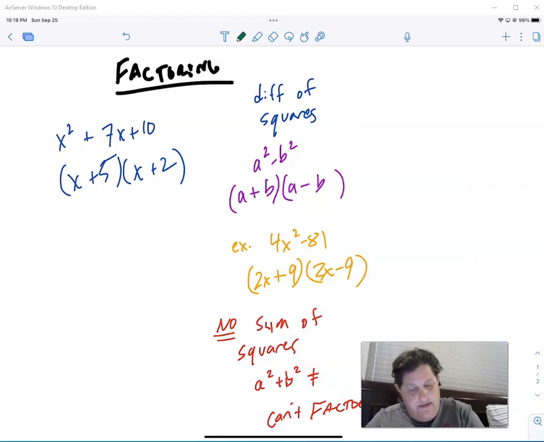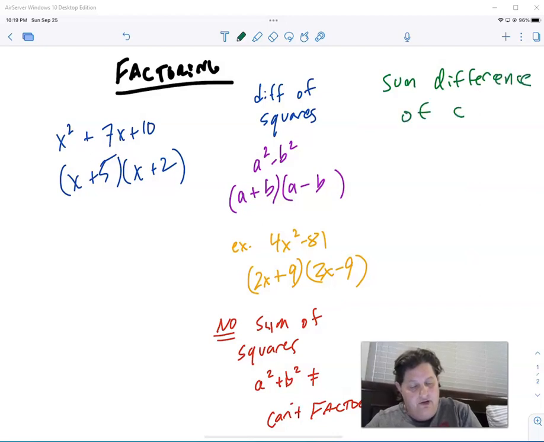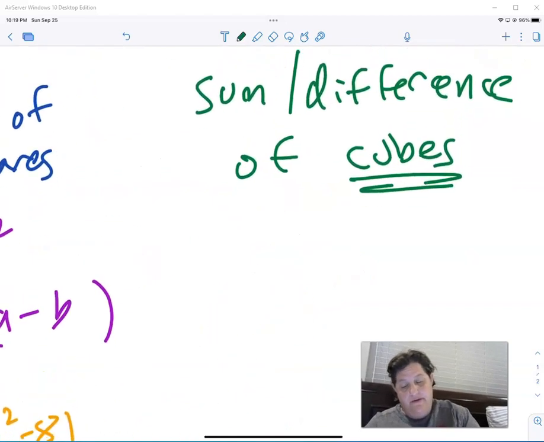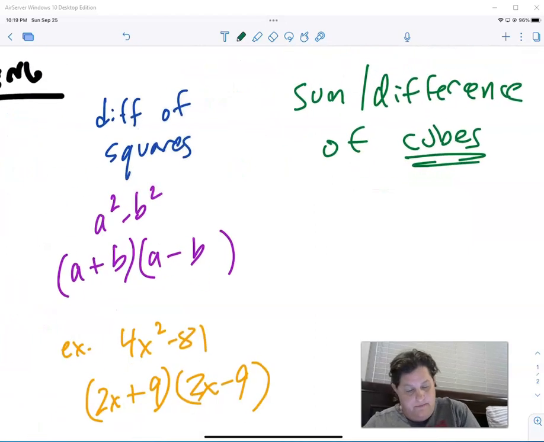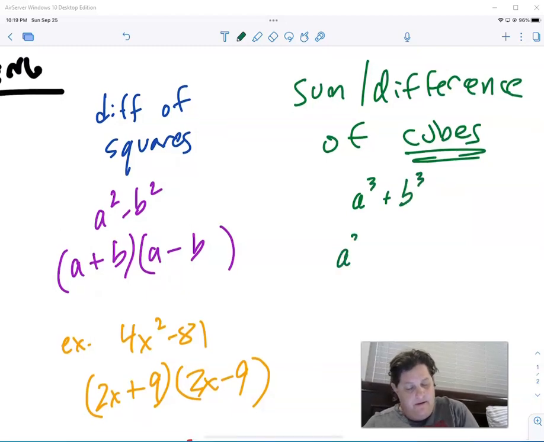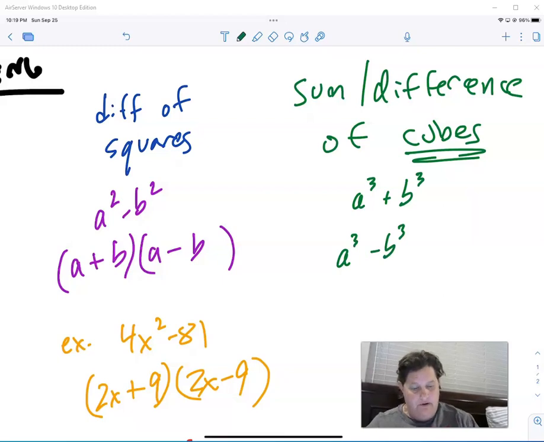It is called sum or difference of cubes. Notice, first of all, it can be a sum or a difference, not just one or the other. It could be a cubed plus b cubed, or a cubed minus b cubed. It's allowed to be a sum or a difference.